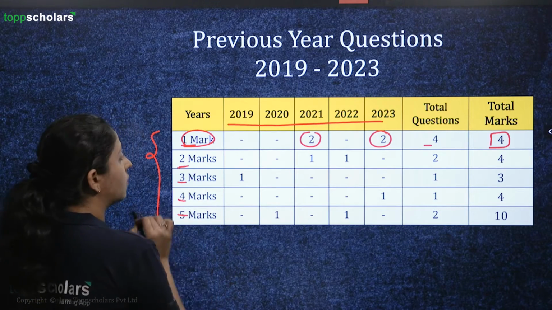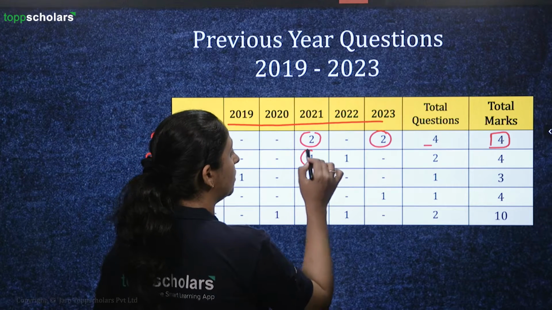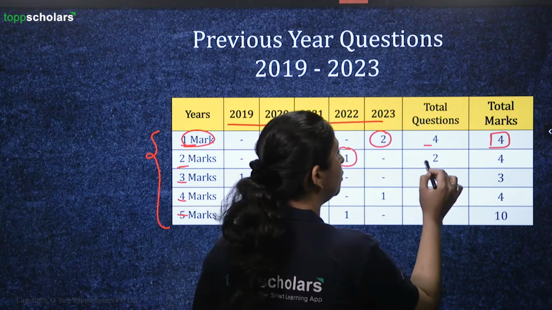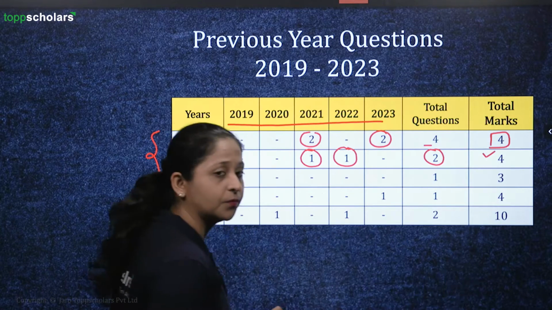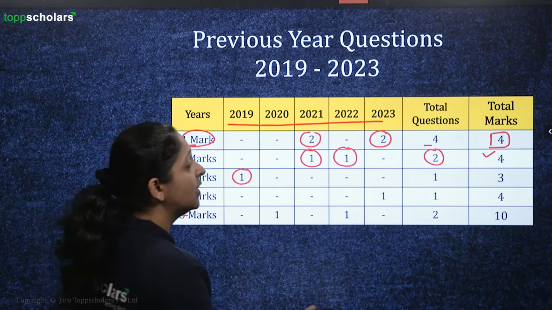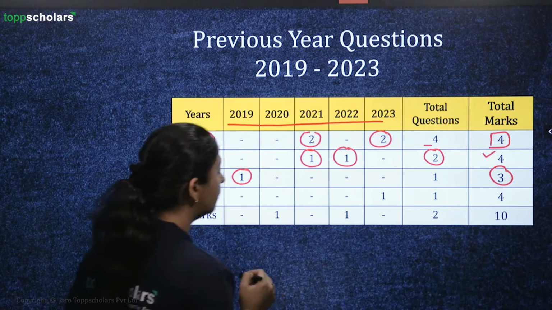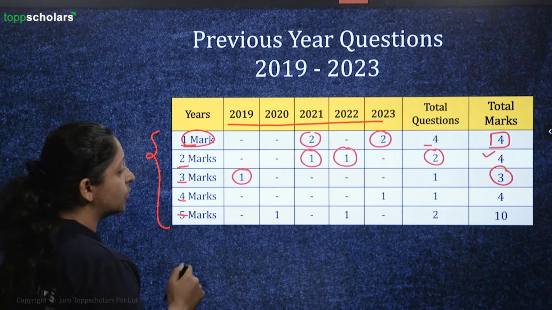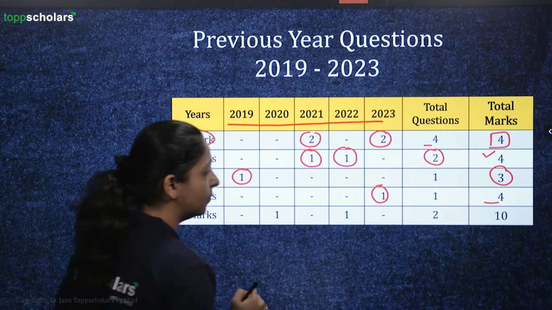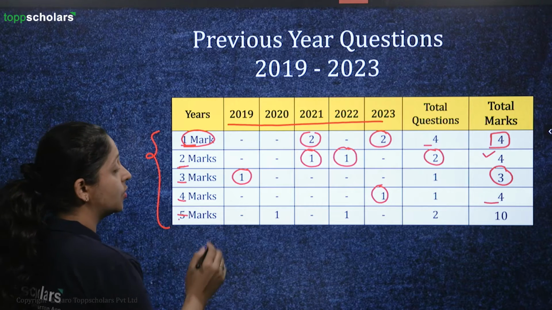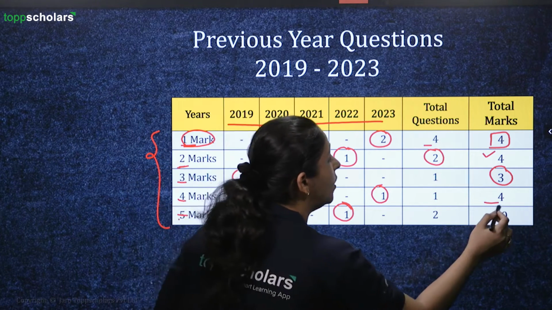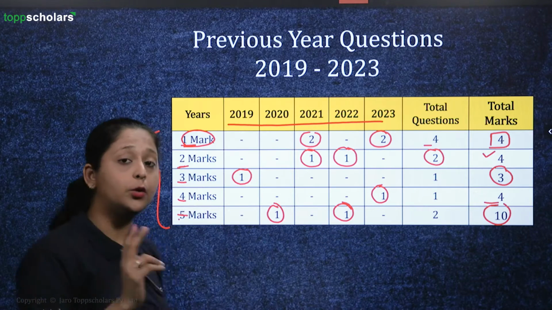Then we have 2 marker questions. In the year 2021, there was 1 question and the same goes for 2022. So, in total you have 2 questions holding 4 marks for you. For 3 marks, you had 1 question in the year 2019. So, total only 3 marks for you. 4 marker questions were around 1 question in the year 2023 holding 4 marks. But 5 marker questions were 1 in the year 2020 and 1 in the year 2022, holding a total of 10 marks for you as there were 2 questions.